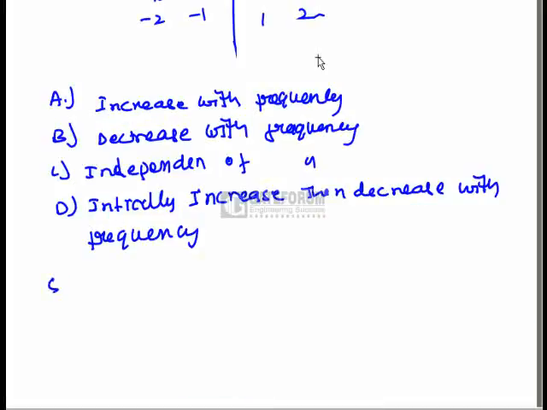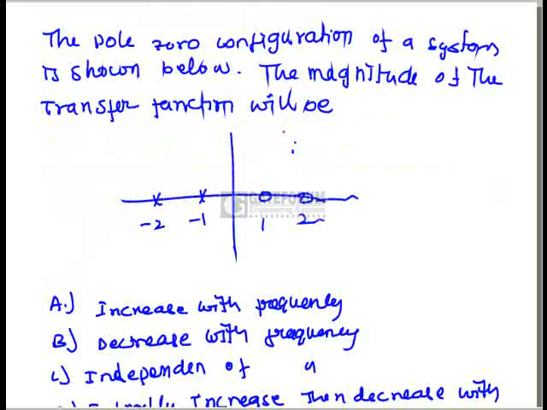Next question is, the pole zero configuration of a system is shown below. The magnitude of the transfer function will be... So here he is asking about a pole zero plot that is given here. He is asking what is the magnitude of the system with respect to frequency.